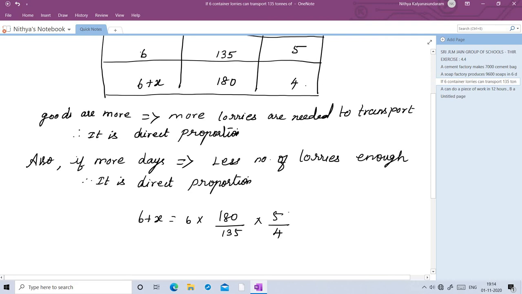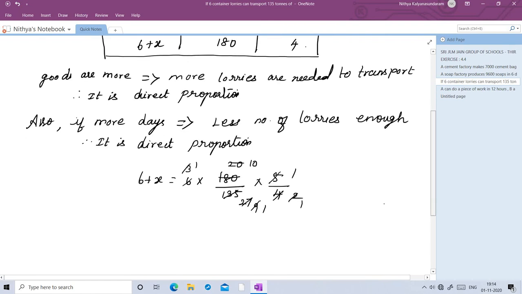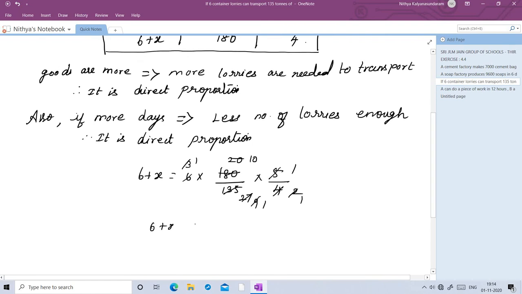So 5 table we can cancel. 5 ones are 5, 5 twos are 10, 7 5s are 35. 2 table. 3 twos are 6, 2 twos are 4. Then 3 table, 9 1s are 9, 9 2s are 18. 2 table, 1s are, 10s are. So 6 plus x is equal to 10. So x is equal to 10 minus 6, which is 4.